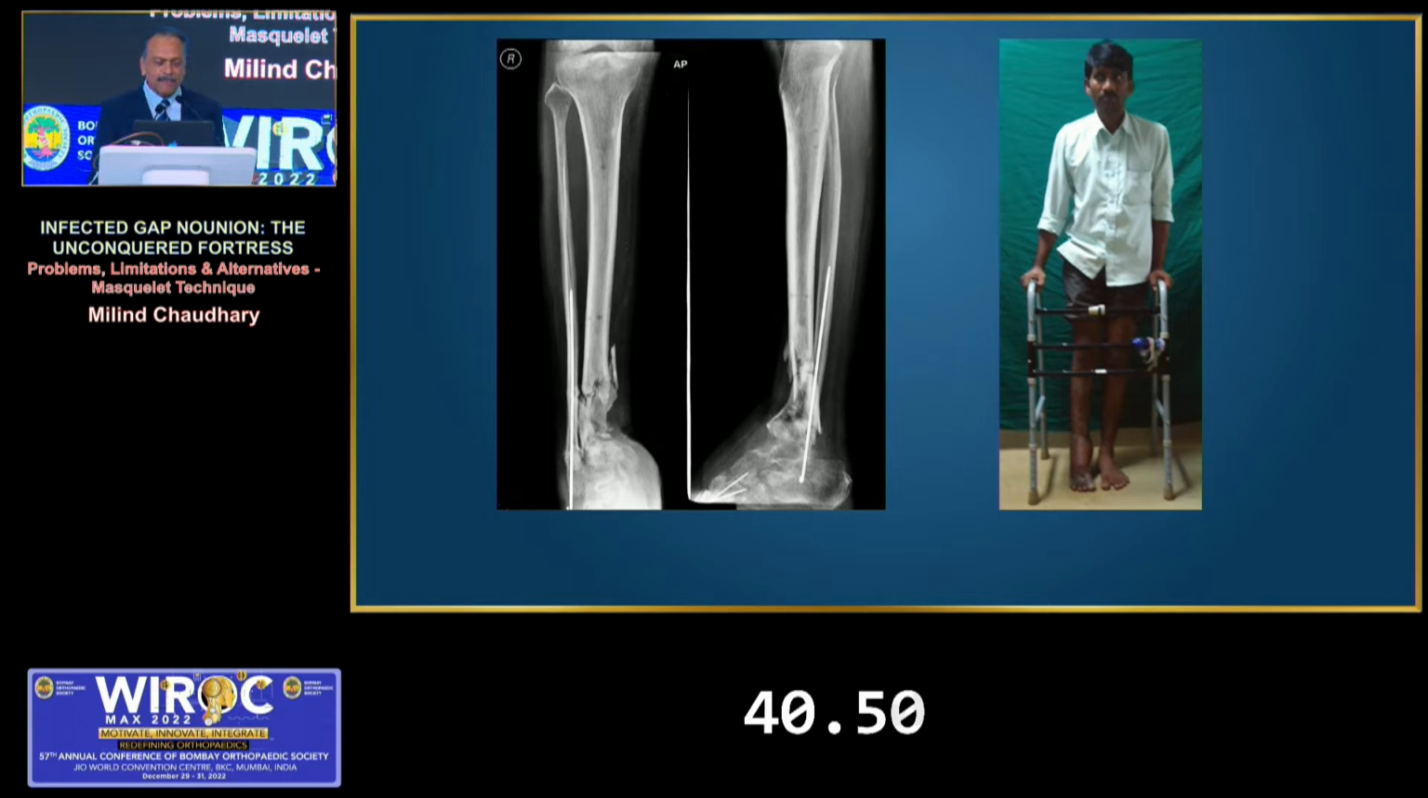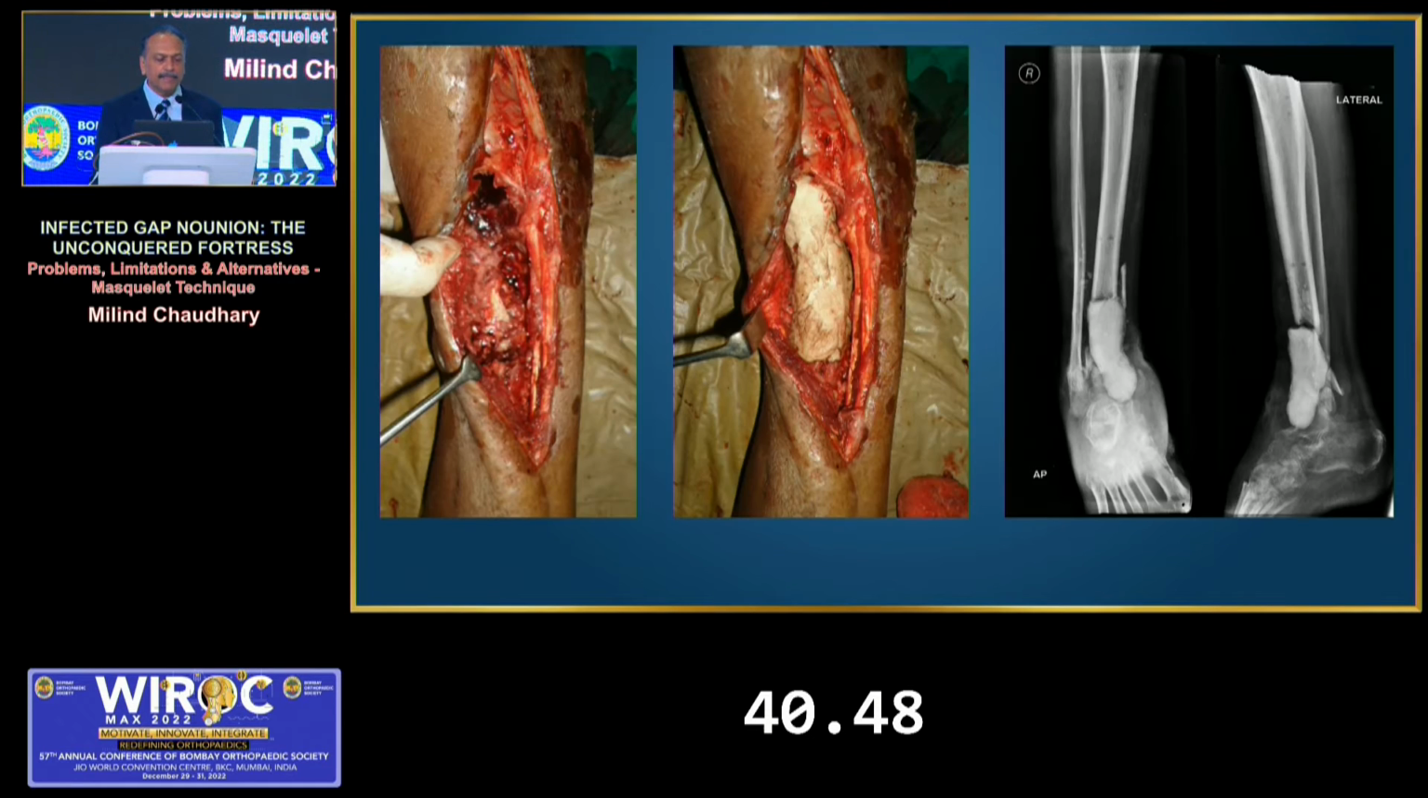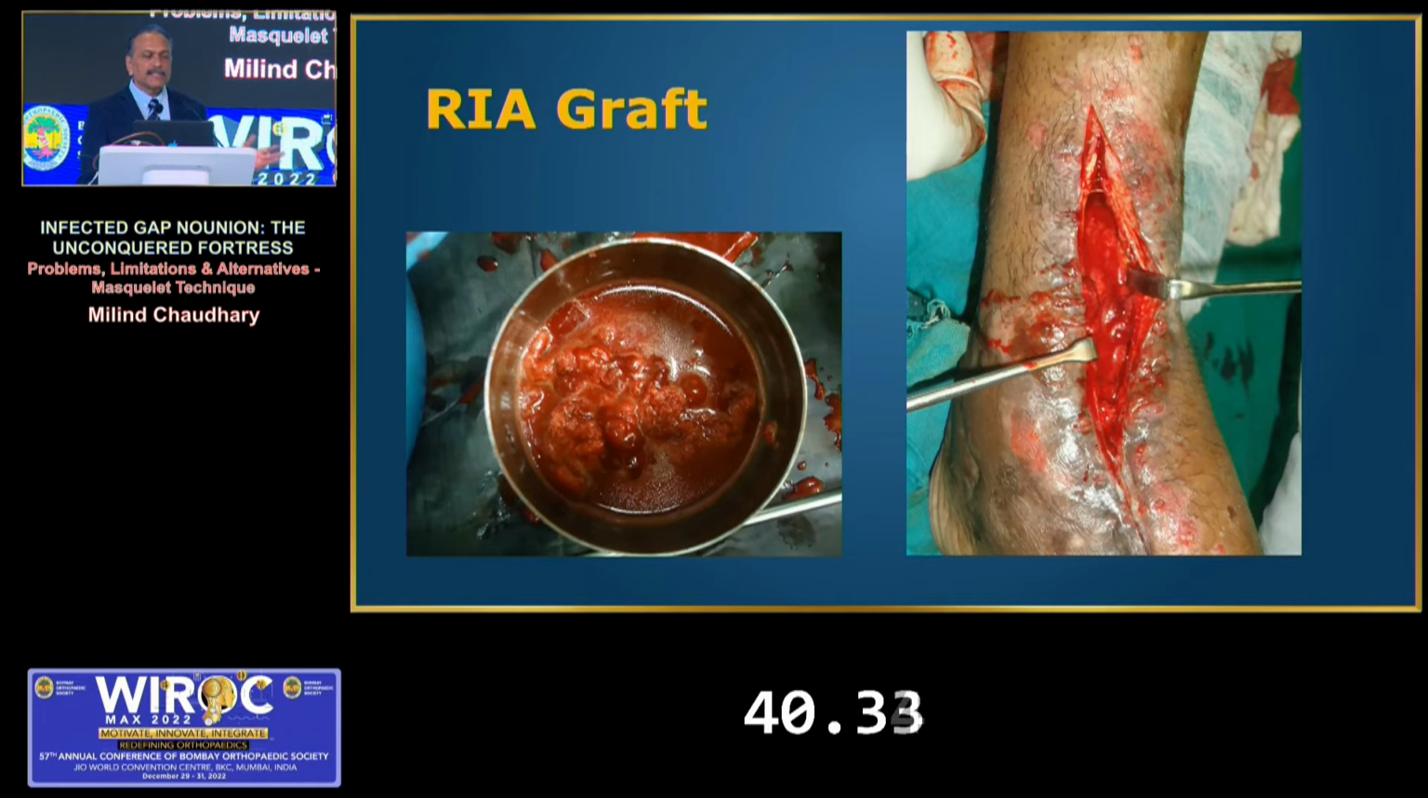So this is a young chap with a very bad lower tibial gap non-union. We did everything right. And you can see on the right, I even got this nice block. His ankle is short. I got the RIA. I was one of the very early, this is more than 10 years ago. I got the RIA system. We used the RIA. This is the graft we got.